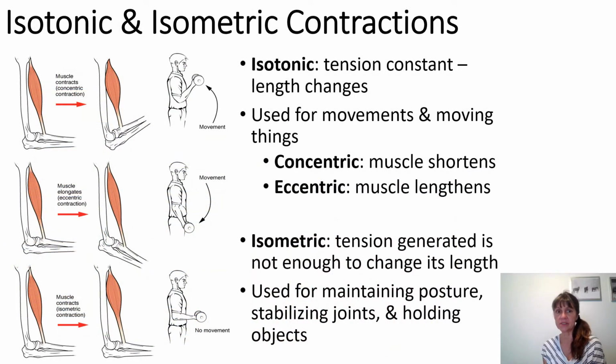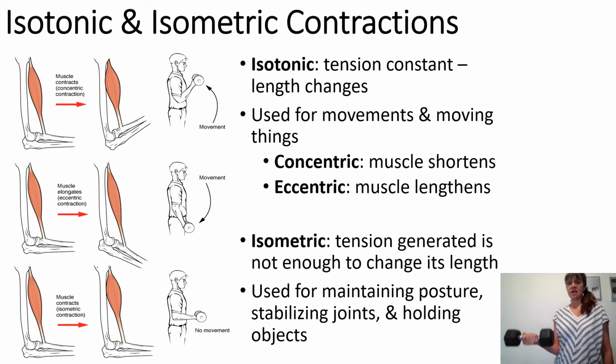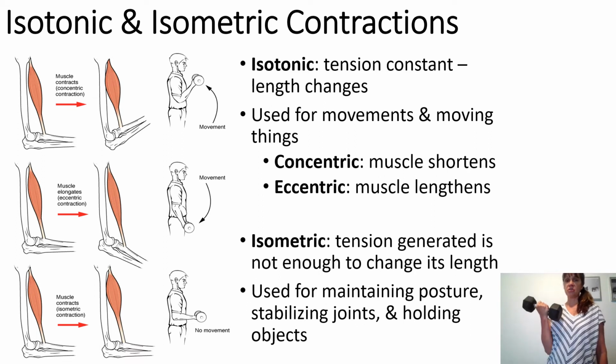Next, we're going to discuss isotonic versus isometric contractions. Remember the prefix iso means the same. Isotonic, same tone or tension. Isometric, same length. Isotonic contractions mean that the tension is constant, but the length changes. Isotonic contractions are used for movement and moving things.